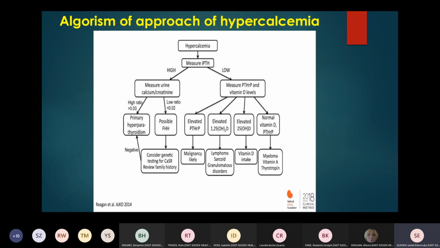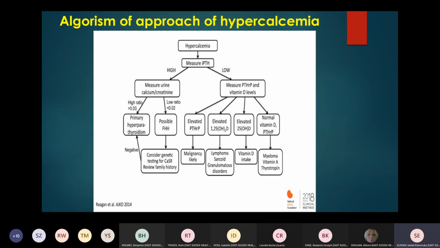As you see, if parathyroid hormone is low, the second step is to measure parathyroid hormone related polypeptide, which is paraneoplastic, secreted by solid cancers. If parathyroid hormone related polypeptide is high, at that time this is probably malignancy, solid malignancy.